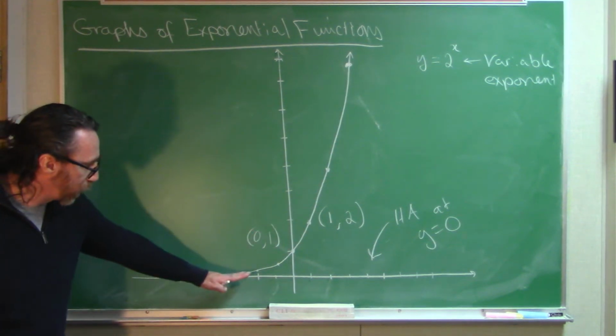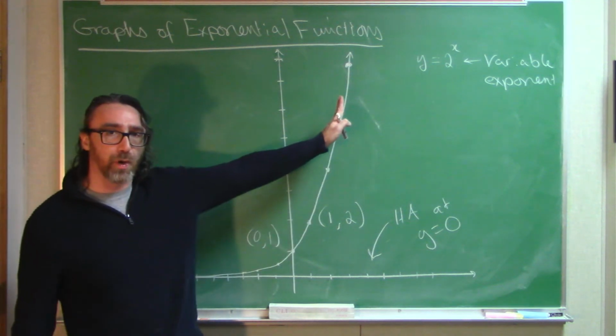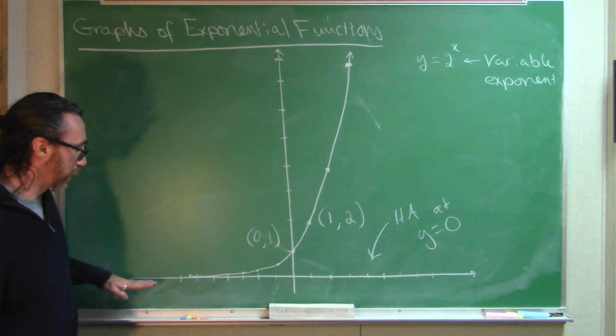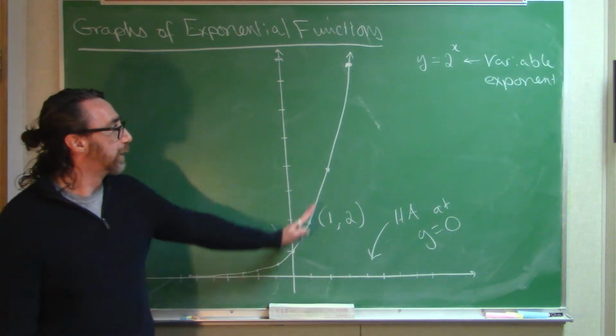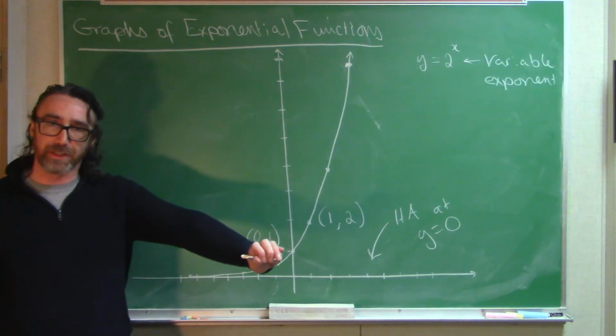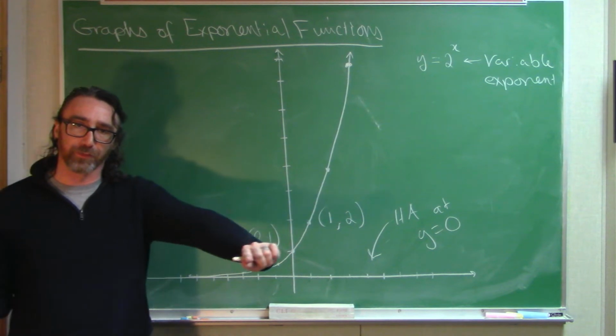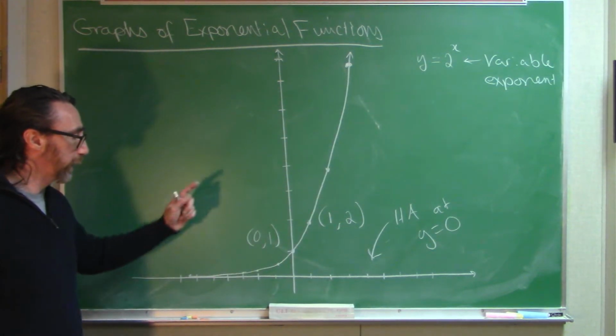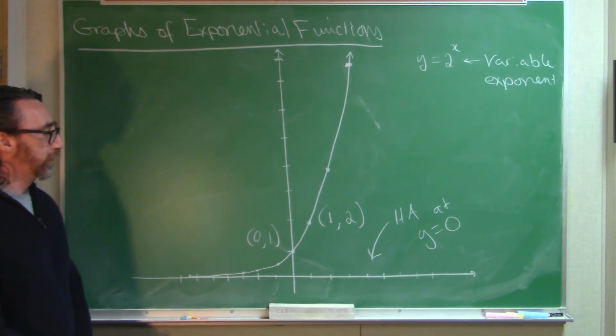Flat over here, rising very sharply over there. Some people call this a hockey stick shaped curve. Here's the handle of the hockey stick, and there's the blade. If you put a hockey stick kind of vertical, so its handle is flat, and then the blade goes up. Okay, so this is the basic shape.